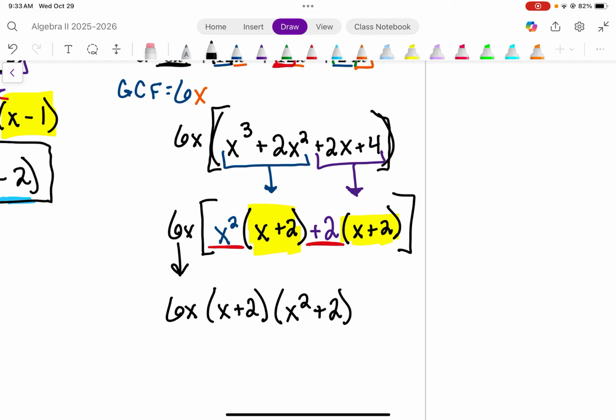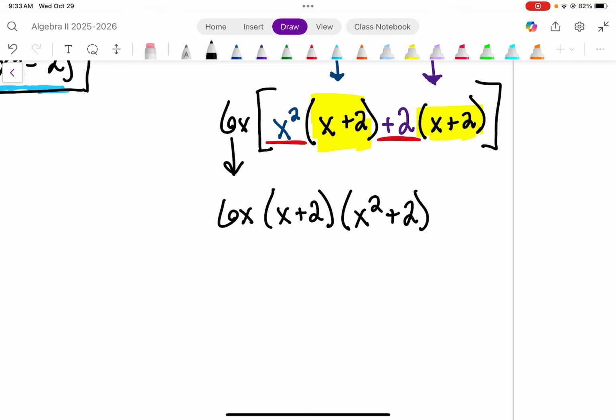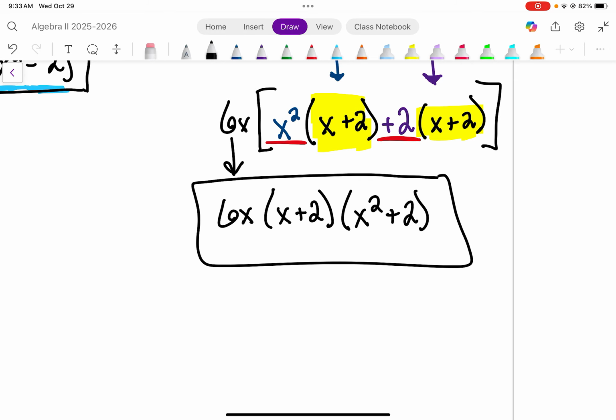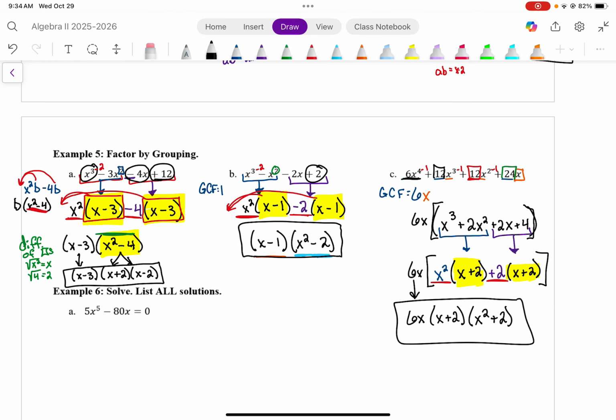Okay, after I factor that, I need to double check, do I have anything else that can be factored? This first parenthesis, they don't have any common factors, so that one's done. The second one, we do have an x squared, but we're adding a 2. So there's no common factor, and I can't factor x squared plus 2 any further because it doesn't follow any of our special properties and there's only 2 terms. So that is my final answer for factoring by grouping.